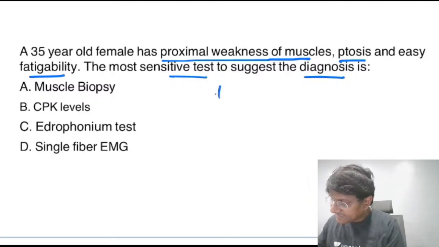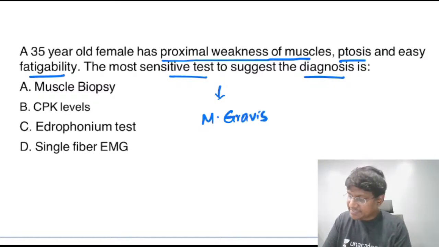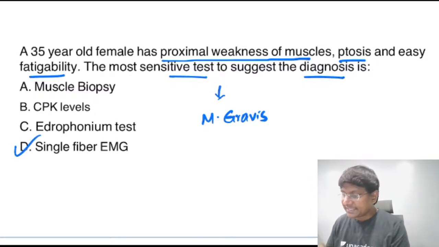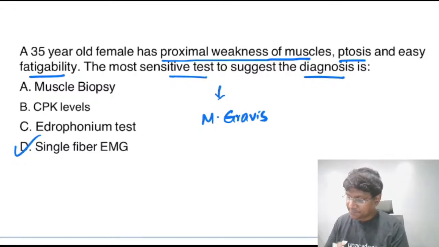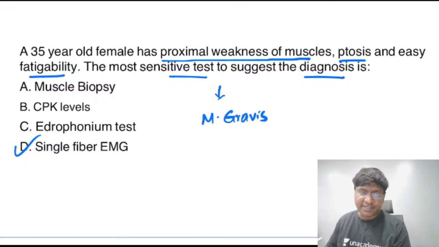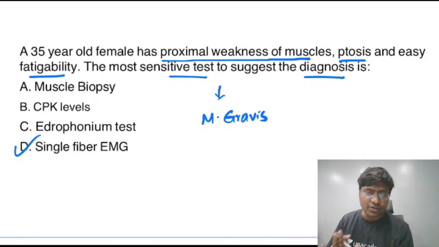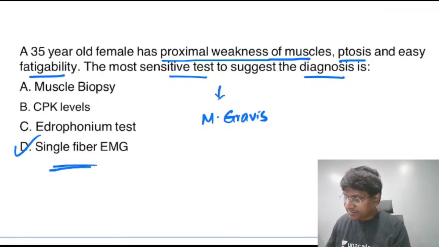Right. So the diagnosis of this patient is myasthenia gravis. In myasthenia gravis, what is the investigation of choice? That is single fiber electromyography. Okay. And the edrophonium test, CPK level, and muscle biopsy are not the most sensitive. Among all these, the most sensitive is single fiber electromyography.